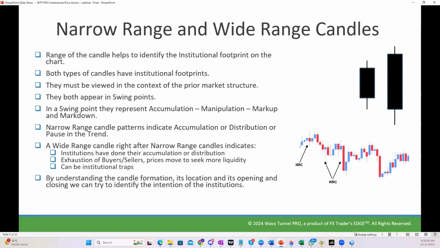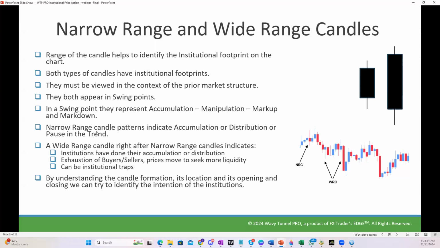And the power candle is actually a footprint of the institutions, which shows their intention, which direction they want to move. If the candle is red, that means with this power candle the institution wants to move the market downside. And if it's a green or buying candle, then we know that they want to move to the upside.